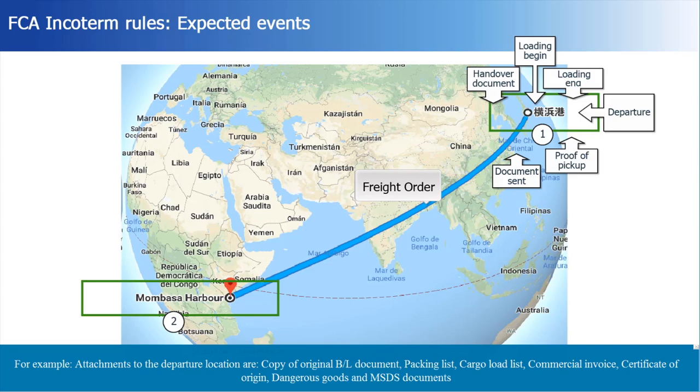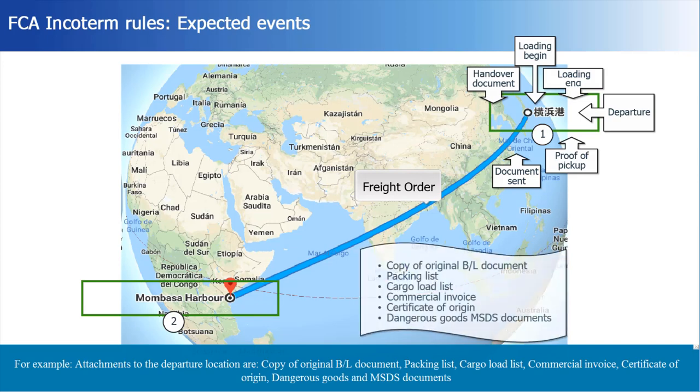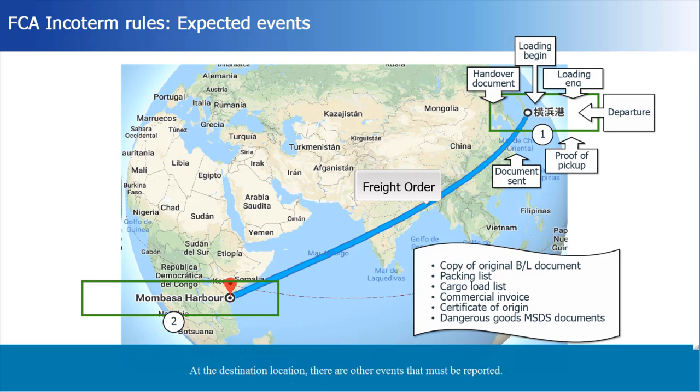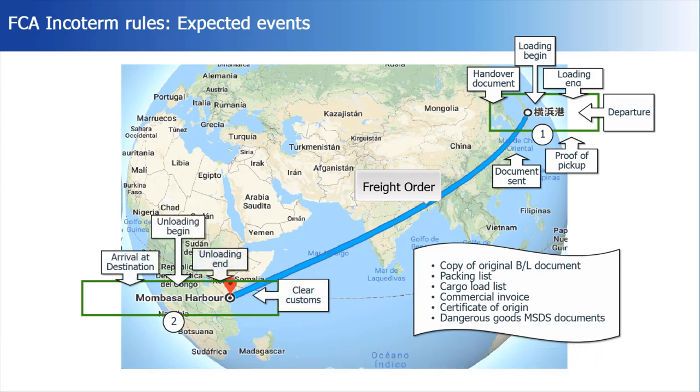For example, attachments to the departure location are copy of original BL document, packing list, cargo load list, commercial invoice, certificate of origin, dangerous goods and MSDS documents. At the destination location, there are other events that must be reported.